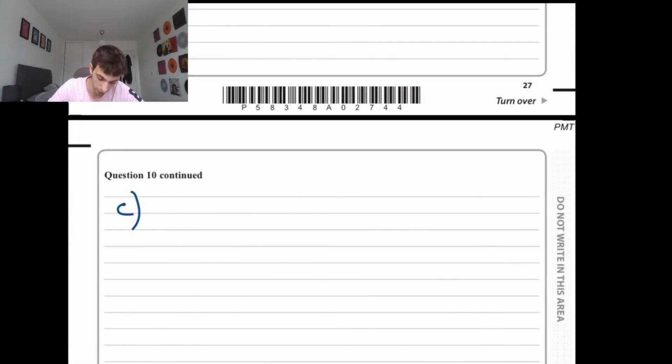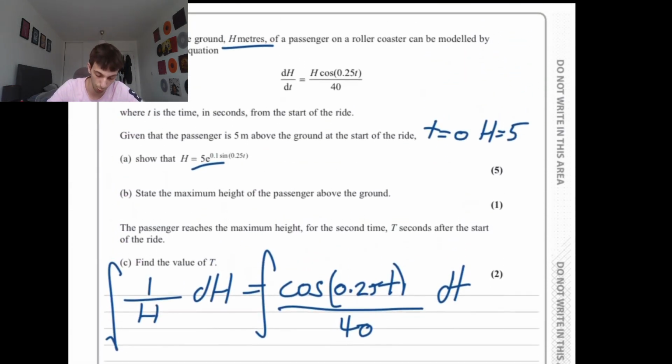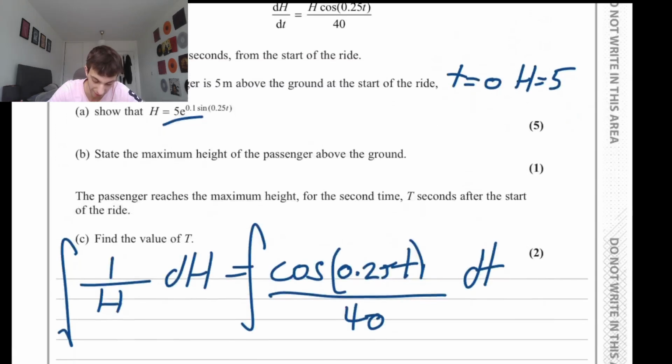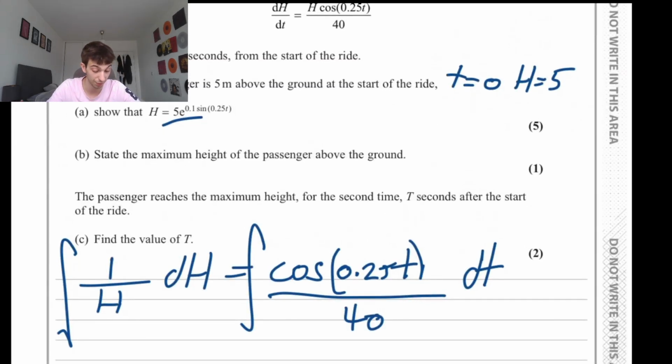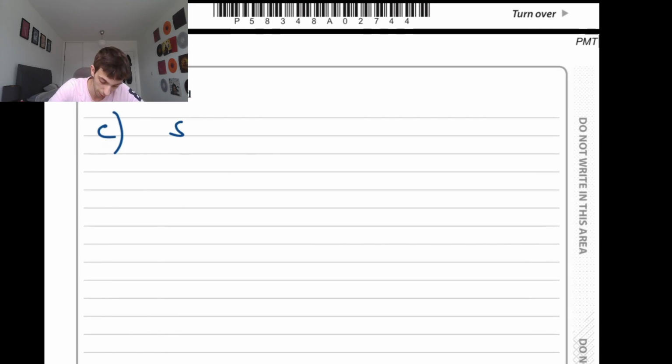Now looking at part C, I assume normally they want us to find the t value when that sine of 0.25t will be equal to 1, but let's see if that's the case here. The passenger reaches a maximum height for the second time, guys, t seconds after the start of the ride. Find the value of t. Okay, this is interesting. So what do we care about? For the maximum height, we care about when sine of 0.25t is equal to 1. However, we care about the second time, so we're going to have to find multiple solutions to this.